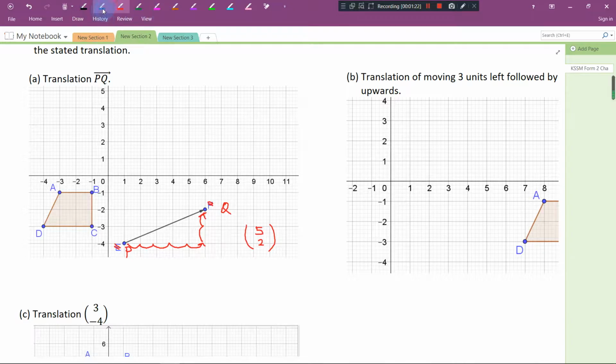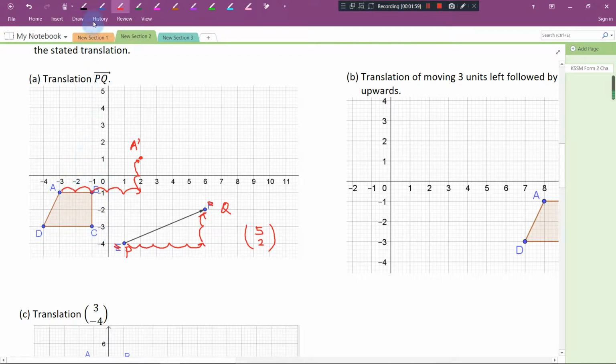Some students like to do it this way. Let's say I start counting from A. Let me use red color. 1, 2, 3, 4, 5, and then 2 units go up, 1, 2. So I know that this is point A prime, the image of point A. Some students want to do it faster. They don't want to calculate every single point. Once they get the point A prime, they can get B prime, C prime, D prime easily.